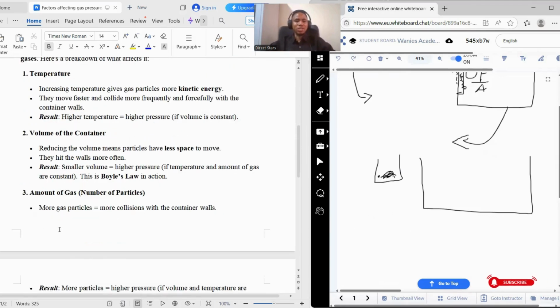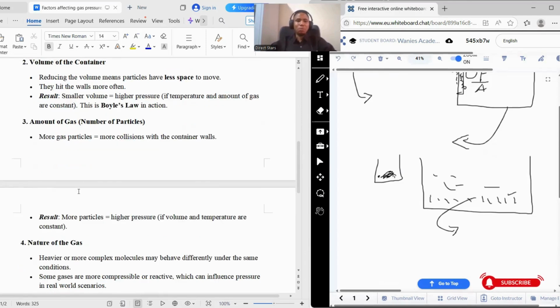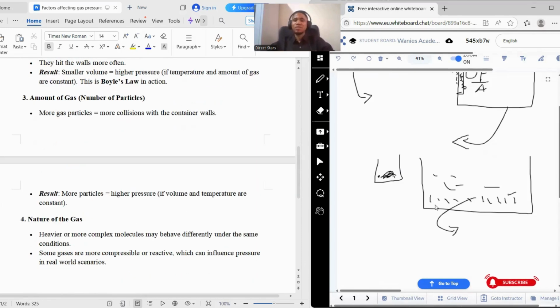Next, the amount of gas, the number of particles. The number of particles in the container also affects gas pressure. So these are particles in the container. More gas particles give more collisions with the container walls. So when we have more particles, there is higher pressure, while the volume and the temperature are constant. And we also have the nature of the gas.